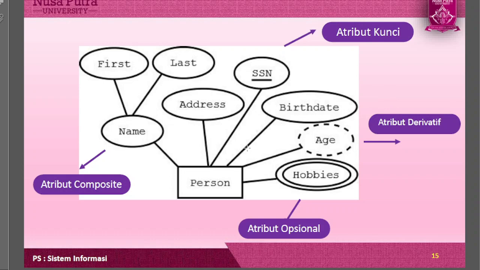Okay, and the next one is the composite attribute. The meaning of composite attribute is that there are sub attributes. For example, you have a name and you have the first, the last, and the middle name.